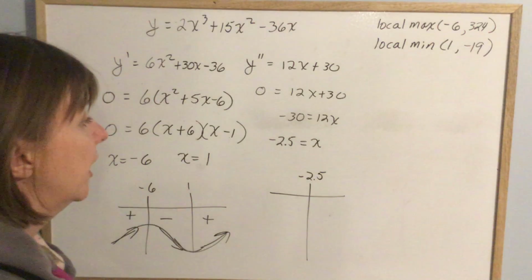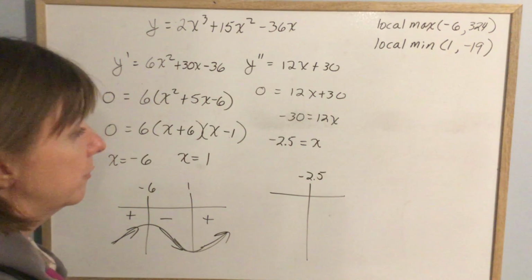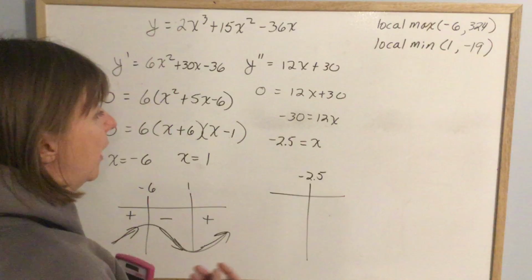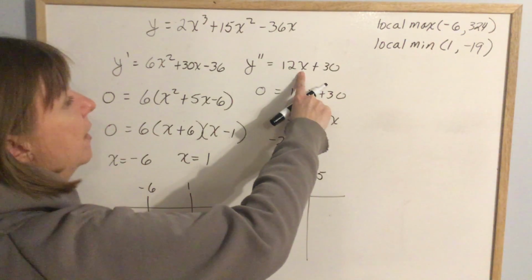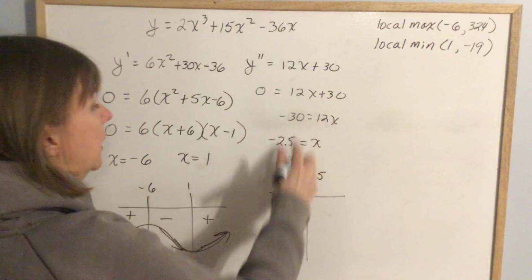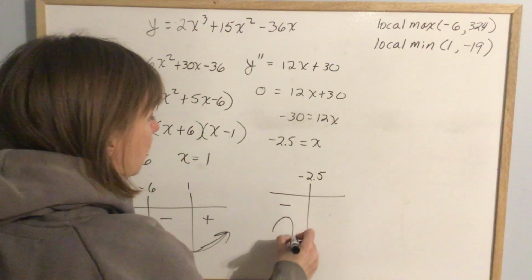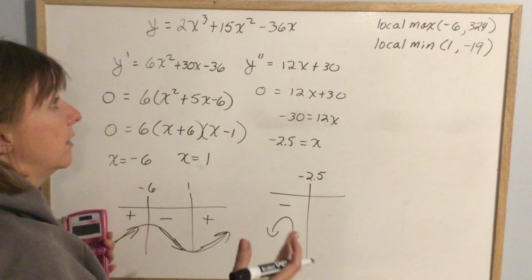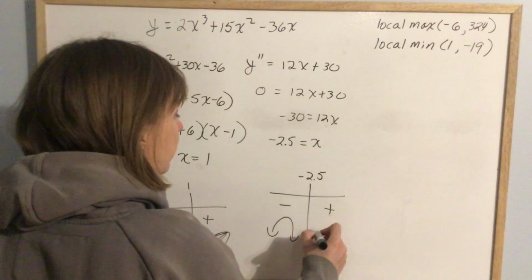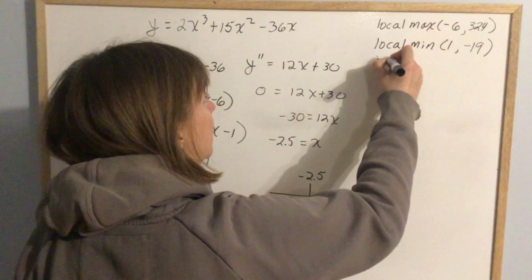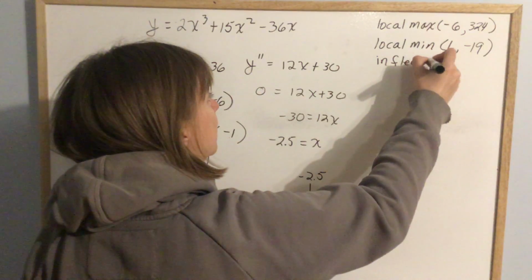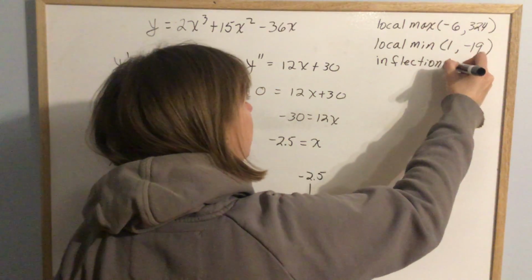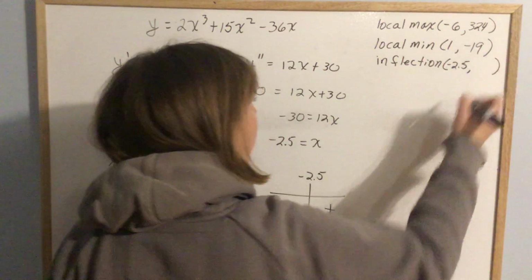But I'm going to pick a number less than negative 2.5. Anything you want. Let's say negative 5. 12 times negative 5 is negative 60. Plus 30 is going to be a negative answer, so it's concave down. After negative 2.5, say 0. I will get a positive answer, so concave up. So it changes, so I do have an inflection point at negative 2.5.